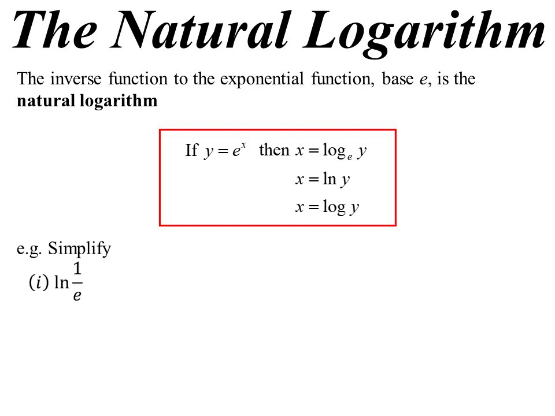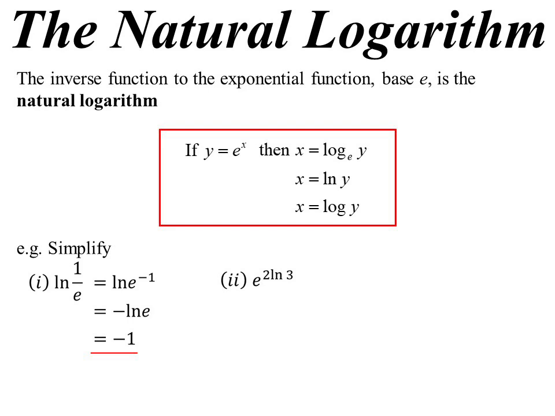If I have to simplify ln of 1 over e, then I can play around with my log laws, and I get, well, that's log e to the minus 1, but that minus 1 can come out the front. Well, the natural log of e must be equal to 1 because it's to the base e. They cancel each other out, so minus 1's our answer.